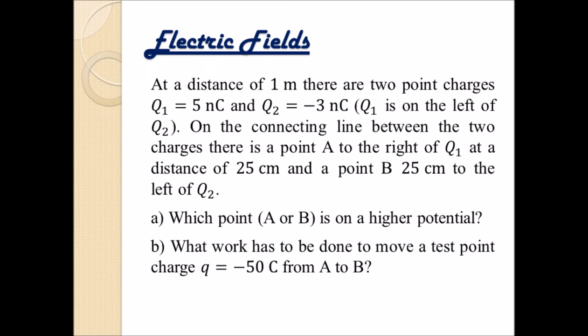A, which point, A or B, is on a higher potential, and B, what work has to be done to move a test point charge of Q equals minus 50 microcoulomb from A to B.